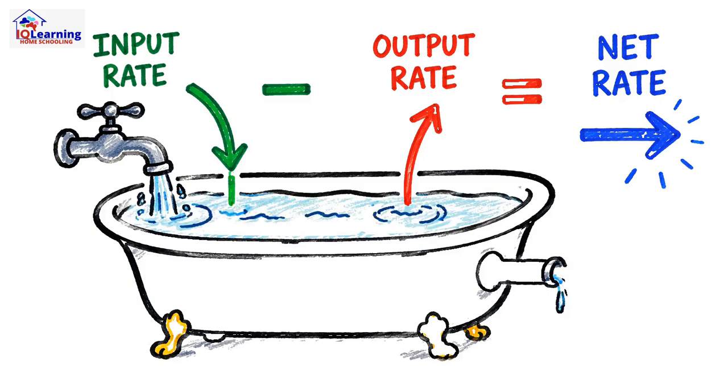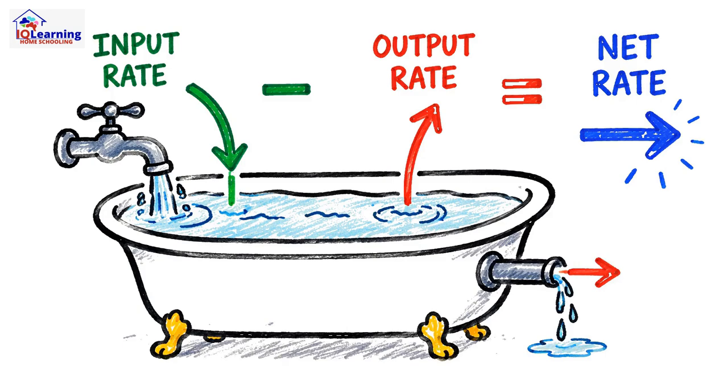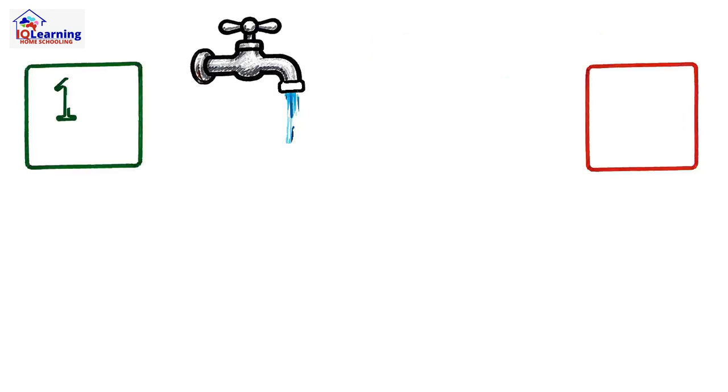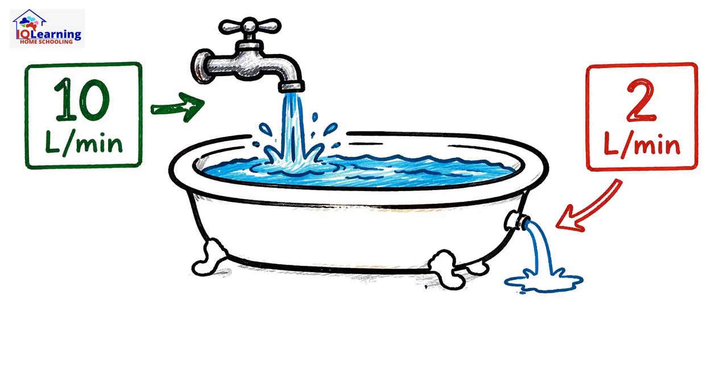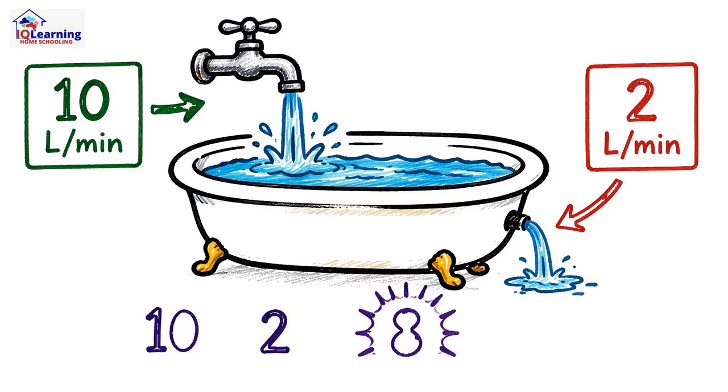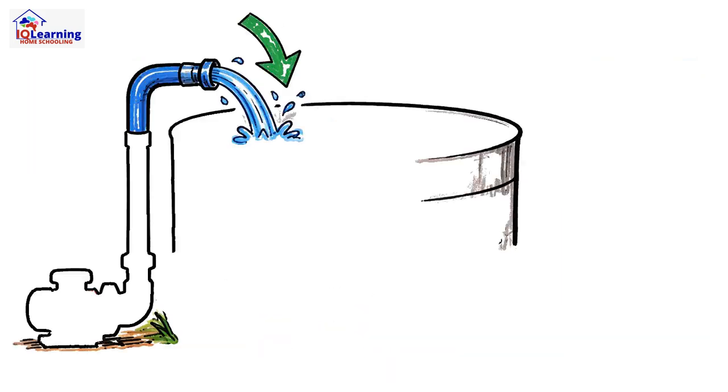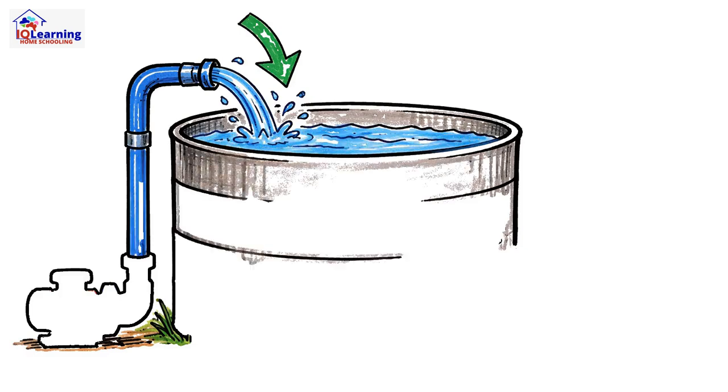To solve this, you find the net rate. It's simply the input rate minus the output rate. If your tap fills at 10 liters a minute, but the drain leaks 2 liters a minute, your tub is only truly filling at a net rate of 8 liters per minute. This gets even more dramatic when the leak is bigger than the inflow.